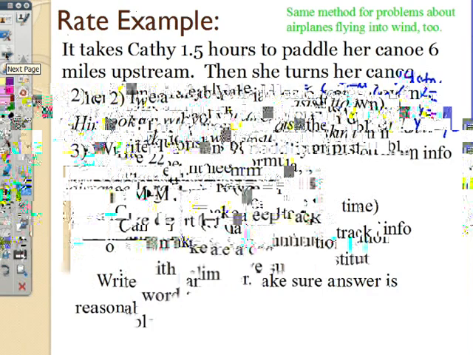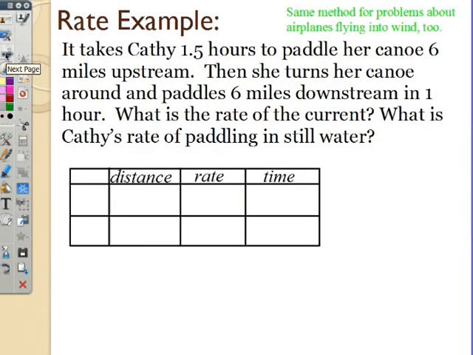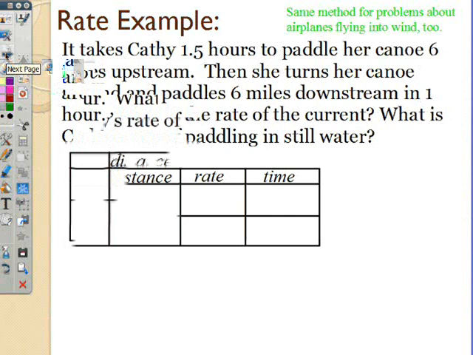So here's the first one. This is the rate example that you have, and we're going to make a chart to keep track of things. It takes Kathy 1.5 hours to paddle her canoe 6 miles upstream. Then she turns her canoe around and paddles 6 miles downstream in 1 hour. What is the rate of the current?